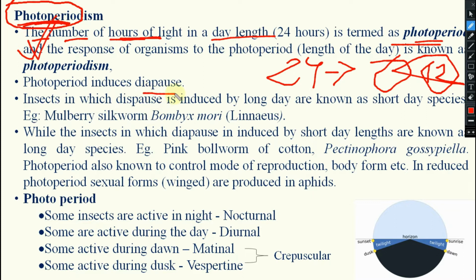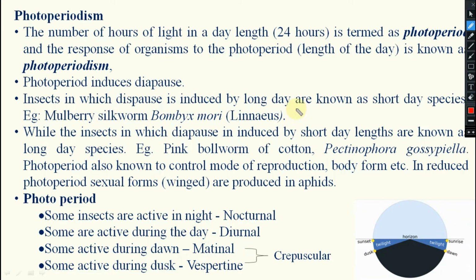Photoperiod induces diapause in some insects. Diapause means suspended activity. Insects in which diapause is induced by a long day are known as short day species. This is important. Suppose one insect is there, and if a long day occurs, just like summer, then it will undergo diapause, an inactivity. That is known as a short day species.